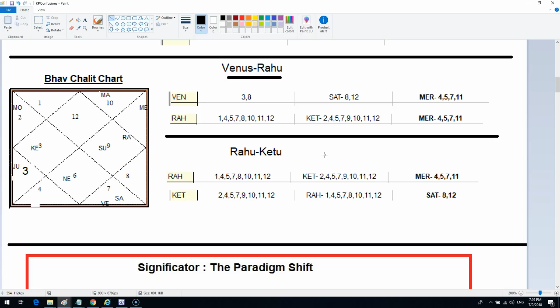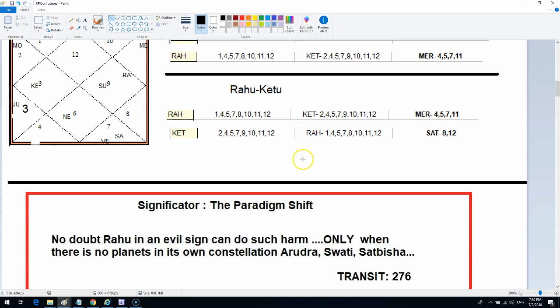Marriage is going to happen. Denial of marriage is going to happen. Divorce is going to happen. Second marriage is going to happen. Getting a new job is going to happen. Firing from the existing job is going to happen. Foreign trip is going to happen. A disease is going to happen. When you have this kind of list of significators, this is what you end up with.